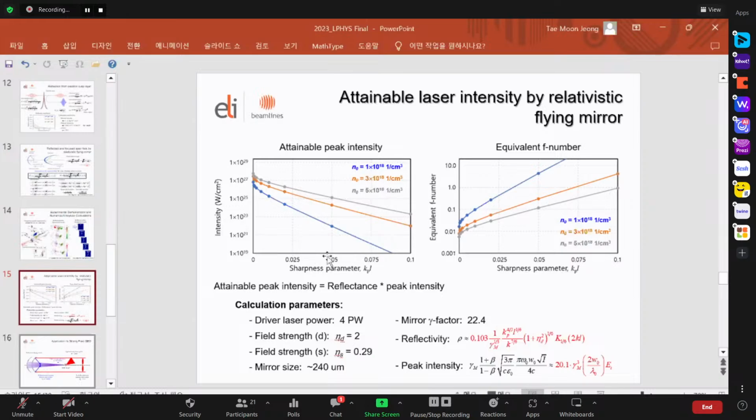And it also strongly depends on the sharpness parameter for the electron curve case. The main message here is that almost in the wave breaking limit, the maximum peak intensity we can obtain is like 10 to the 27 watt per square centimeter here. This is also the calculation parameter I used. I consider the 4 petawatt, and the field strength for the driver pulse is 2.